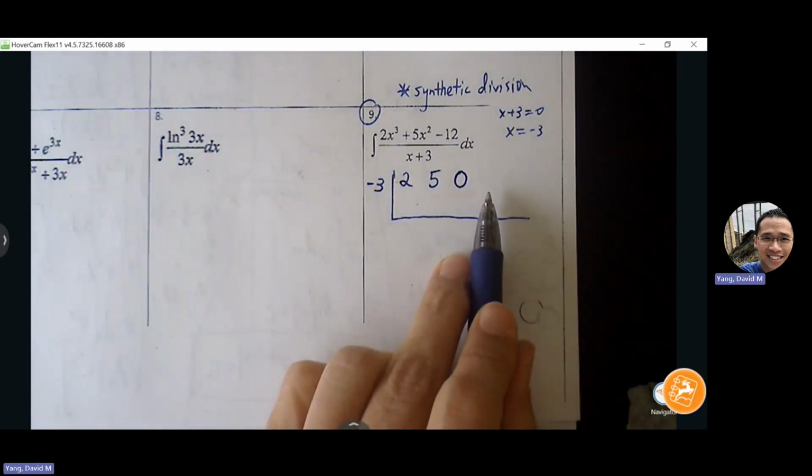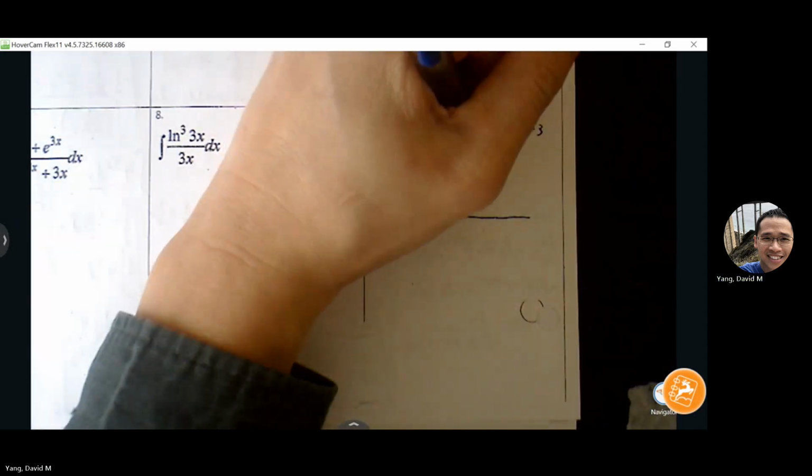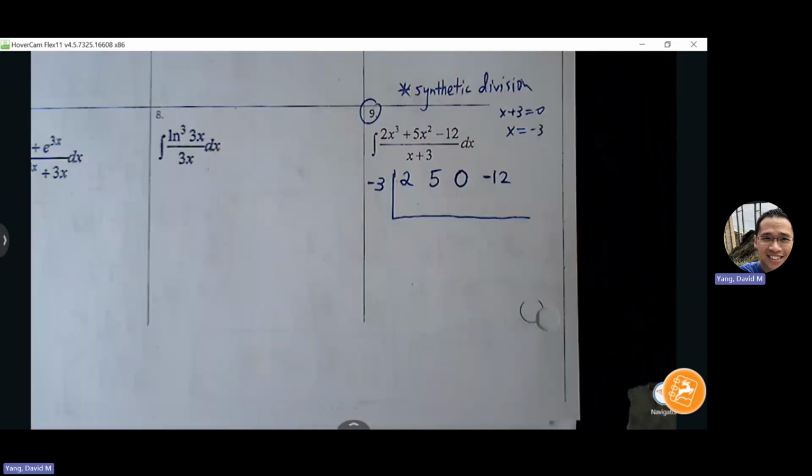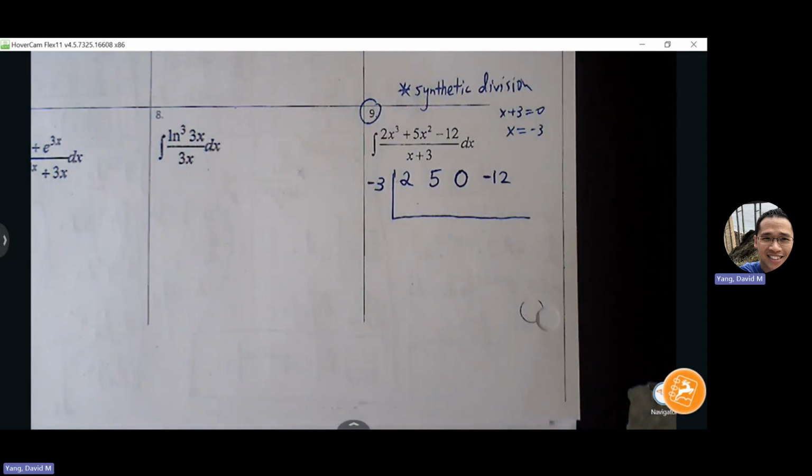And then next is what? -12. You can subtract the top and bottom rows. We're going to be adding. Yeah. But I'll walk through the rest of the steps here, but any questions up to that point? Do we see why we need that 0 there?